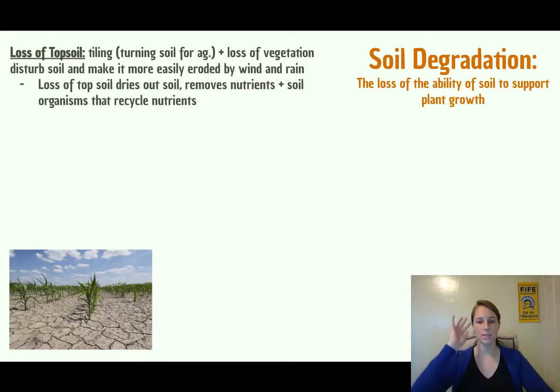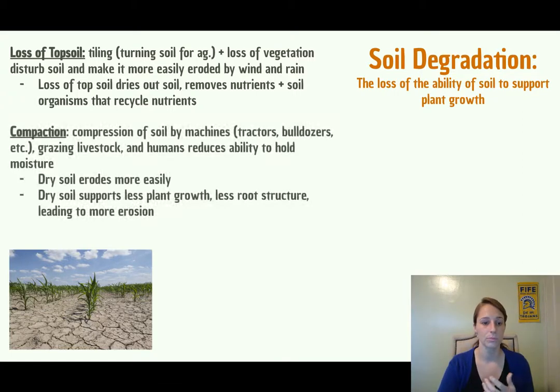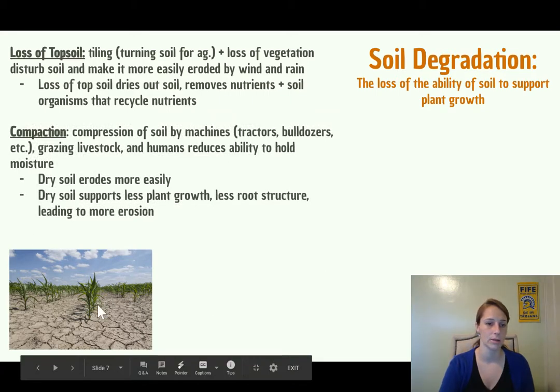If we are constantly tilling it, turning soil over for agriculture, you're going to be losing a lot of that vegetation. This is going to disturb the soil, and it's going to make it more easily eroded by wind and rain. So the loss of topsoil is going to dry out the soil. It's going to remove nutrients, and it's going to remove some of those soil organisms that recycle the nutrients. So you start to get really dried out soil like we're seeing here in this picture.